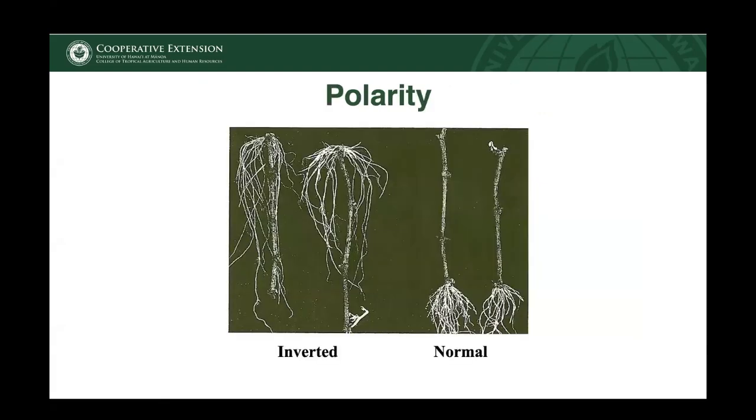And then when you're making these cuttings, you want to make sure you understand polarity, and that the bottom end of that stem is going into your rooting media and not the top end. When you invert it, you're potentially getting shoots growing from the bottom and roots growing from the top. So when you're sticking your cuttings, make sure you understand which is the top and which is the bottom.